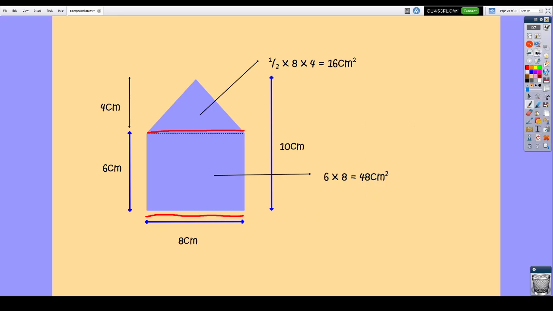And therefore we add those together, and we get 64 centimetres squared for our total area in this case. So our compound area has been calculated.